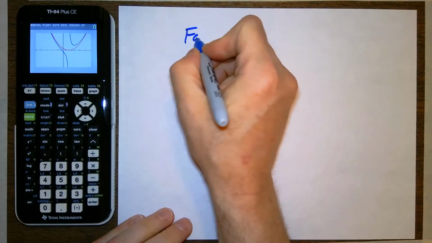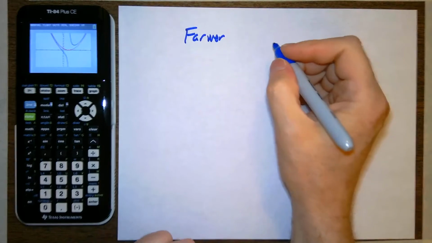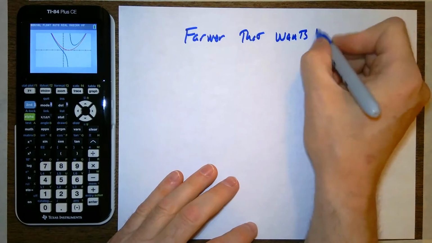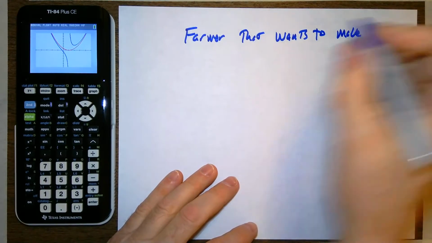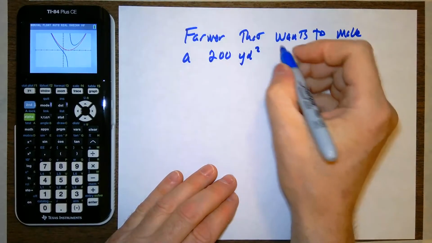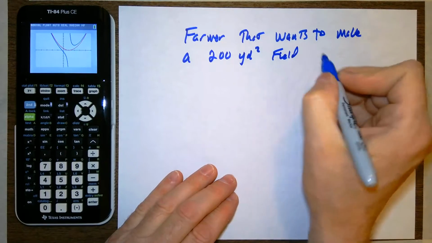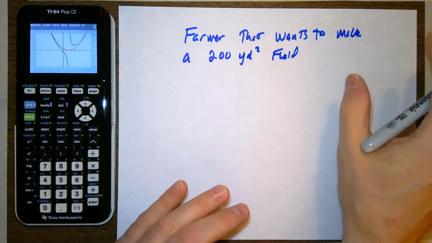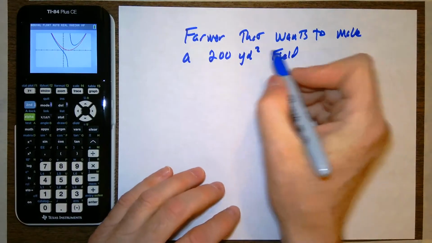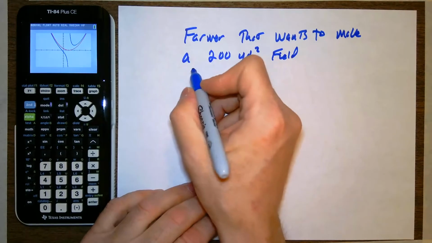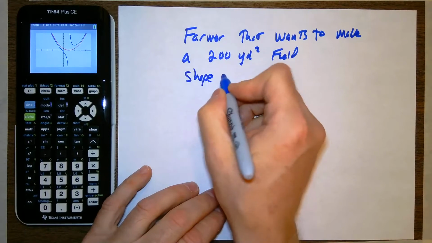So in this problem, we have a farmer that wants to make a 200 square yard field. But the farmer wants to use the minimum amount of fencing possible. And we're going to make it a rectangle too. So the farmer wants to make a field that is 200 square yards. Now, it's going to be in the shape of a rectangle.